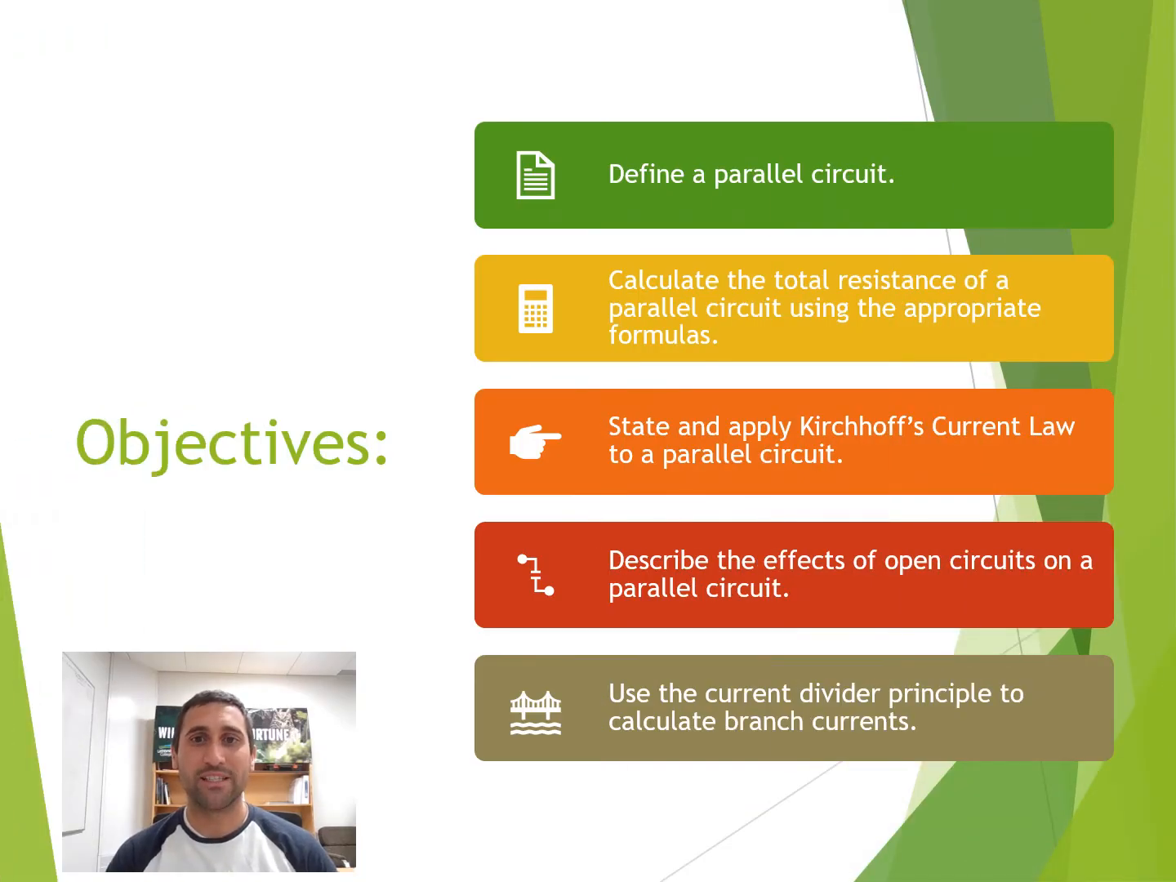Our objectives: define a parallel circuit. What the heck is this thing? Calculate total resistance, calculate the resistance of each branch, calculate the total current, calculate the current of each branch, state and apply Kirchhoff's current law, and describe the effects if we open up one of those branches: what happens to the rest of the circuit, what happens to total voltage, and what happens to total current. Then use the current divider rule. That's tangential, at the very end, so you understand one more math way of doing these circuits.